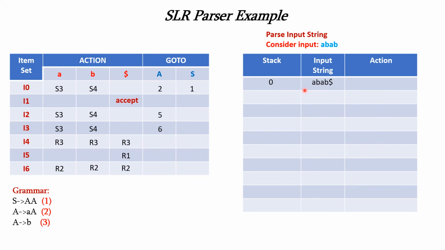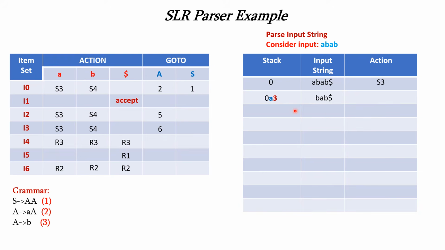So 0, comma a. So item set 0 on a, what is the action? We have S3. So mention S3 in action. So S means shift. So shift means we have to push the first symbol in the input onto the stack. So already we have 0 in the stack. So push a. After pushing the input symbol into the stack, we have to write the number associated with the action. That is S3 means we have to consider 3 and add it into the stack after the a. Now, what are the remaining symbols in the input string? It is b, a, b, dollar.